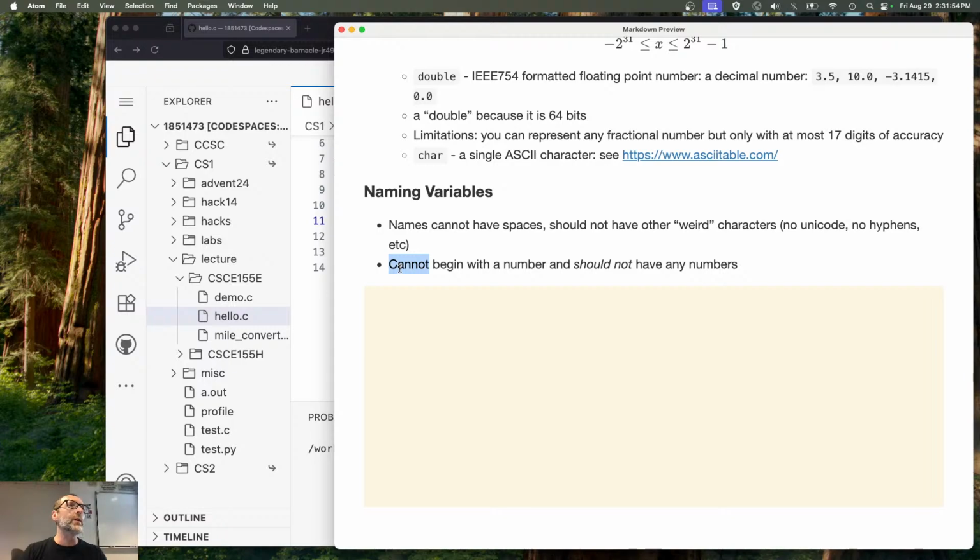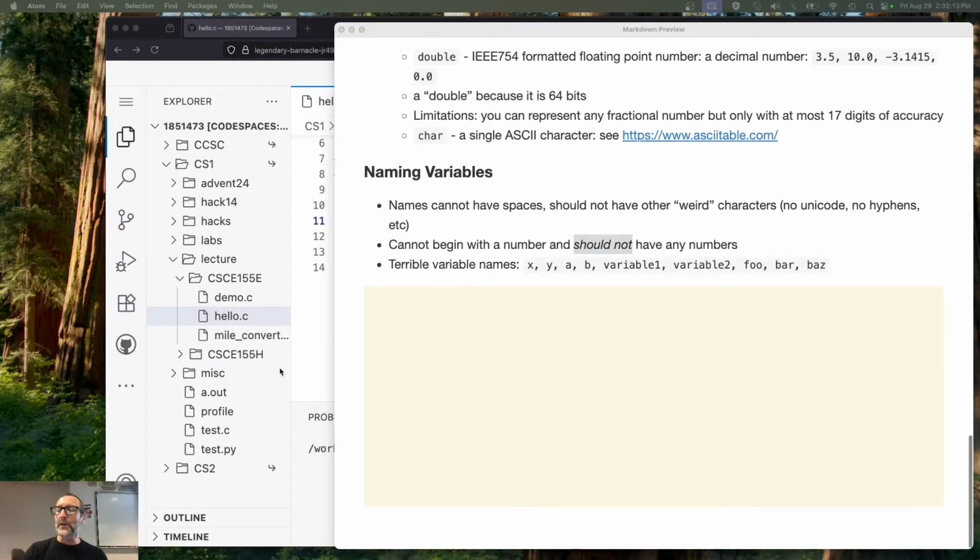If I tried to create a variable 57hello, right, then it would not be interpreted as a variable name. You should not have numbers. That's a guideline. Hello52, right? That would not be a good variable name, right? In fact, some other terrible variable names would include very short variable names like X, Y, A, B, right? Variable1, variable2. I need another one, so variable3. Those are terrible variable names. They're valid, right? And you can use them as far as C is concerned, but they're terrible variable names.